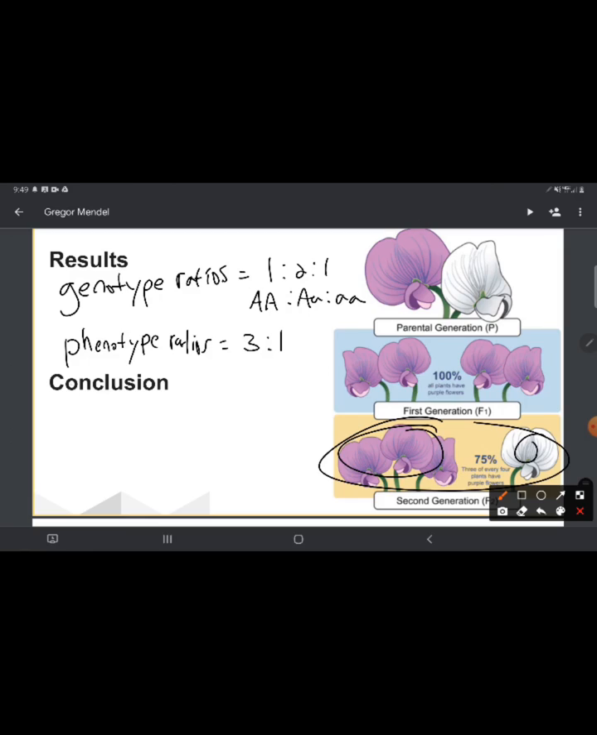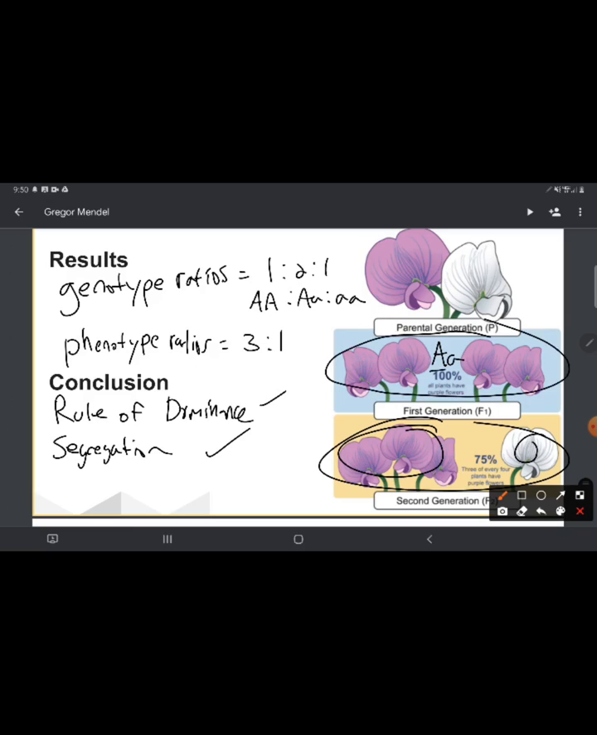His conclusion was two things: rule of dominance and segregation. So rule of dominance means that in heterozygotes, like these purple flowers here, the dominant gene represses the recessive. And so it only takes one dominant gene to make a dominant phenotype.